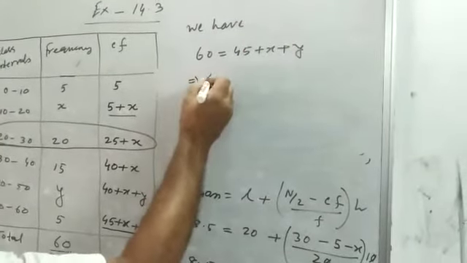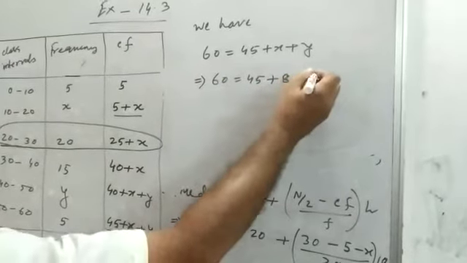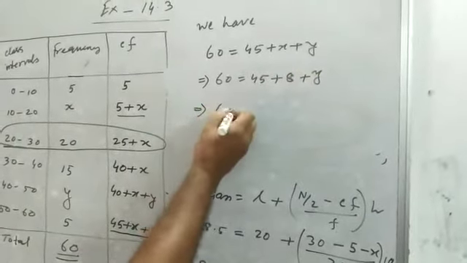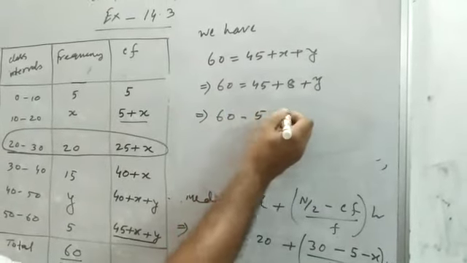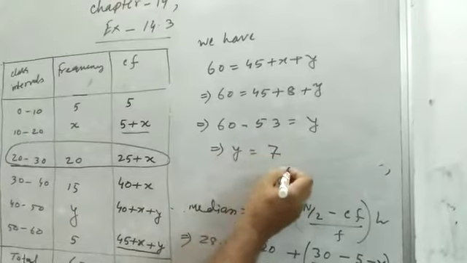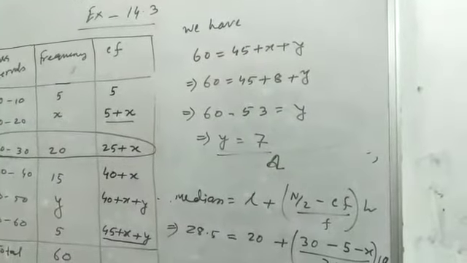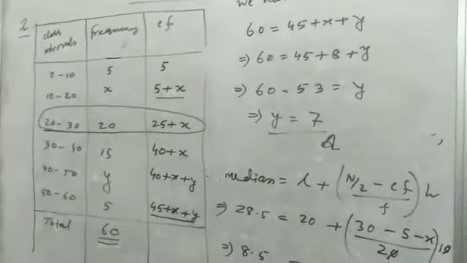And this implies 60 minus 45 minus the x value 8 we got already, then 60 minus 53 is equal to y. Then y is equal to 7. So we got the value of y from this relation. Is that clear? So we got the values of x and y.